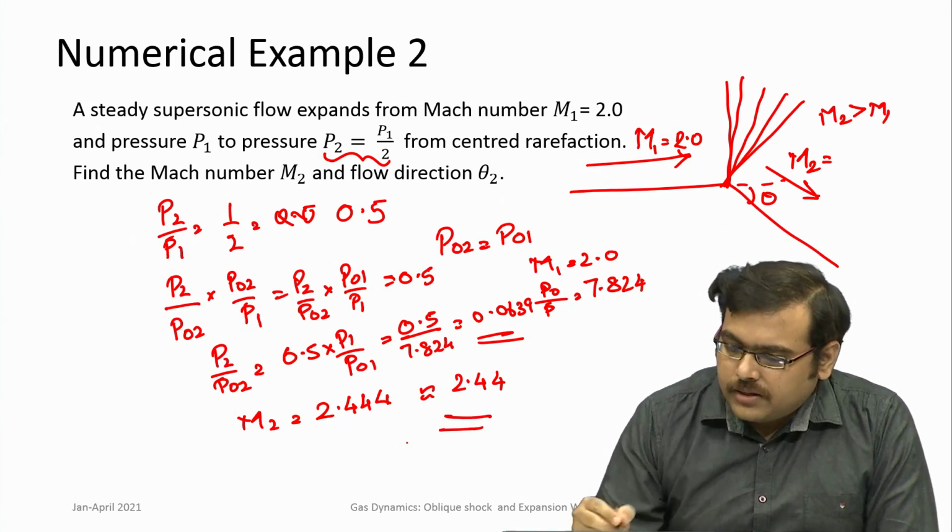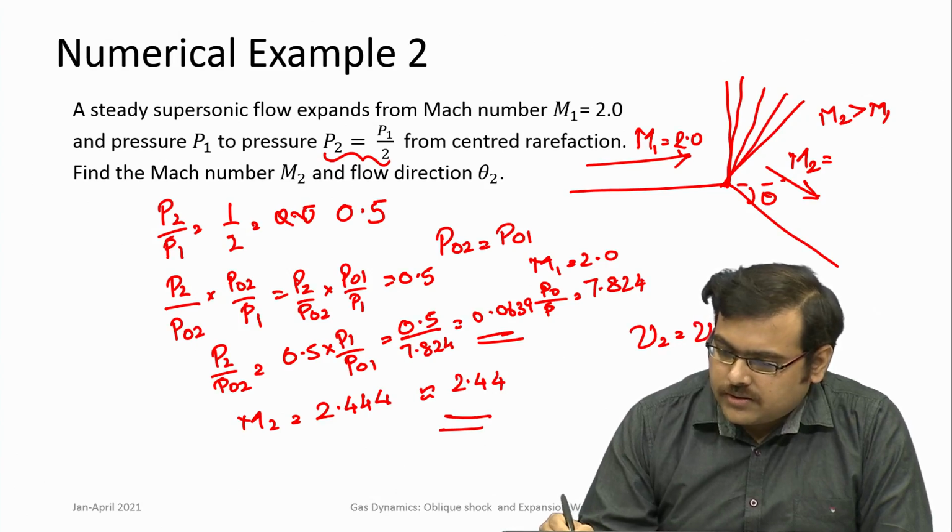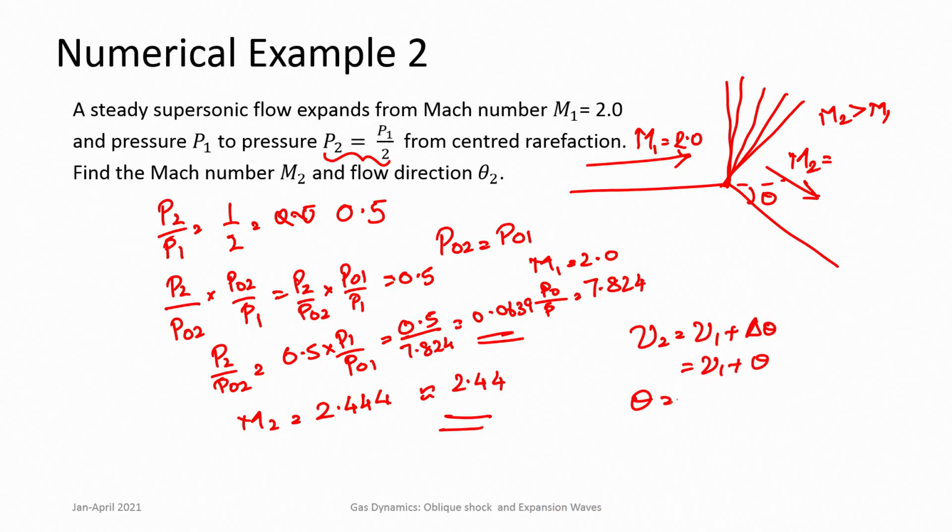So now that you know the Mach number, how do you find theta? nu2 is nu1 plus delta theta, or in this terminology nu1 plus theta. So theta is nu2 minus nu1. Find the Prandtl-Meyer angles. These are again given in charts, tables, or use a calculator. So this is 37.708 minus 26.380, which is 11.328. So this is the deflection angle. So the flow is deflected away from M1 by 11.328 degrees.